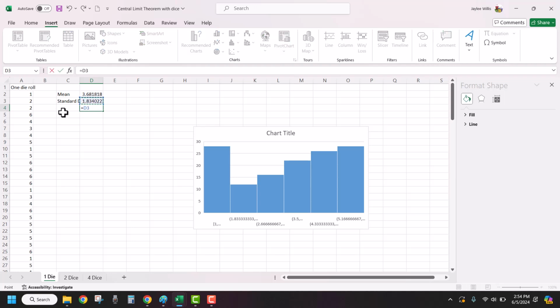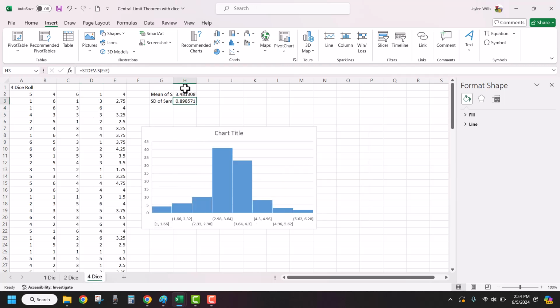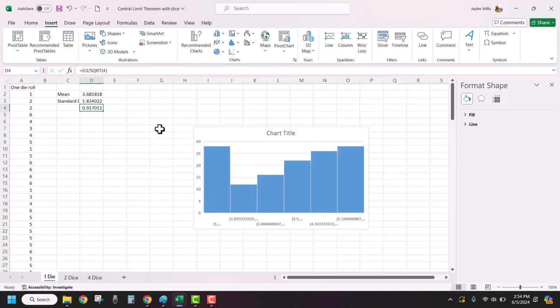And this number should be close to the result that I would get if I took the standard deviation of the individual data points and divided by the square root. So SQRT is the formula for square root. And it's the square root of the sample size. So since we rolled the dice 4 times, I'd put a 4 in there. And you can see this is 0.91 and this is 0.89. And those are pretty close to each other.